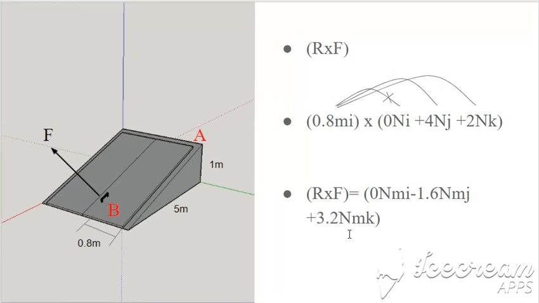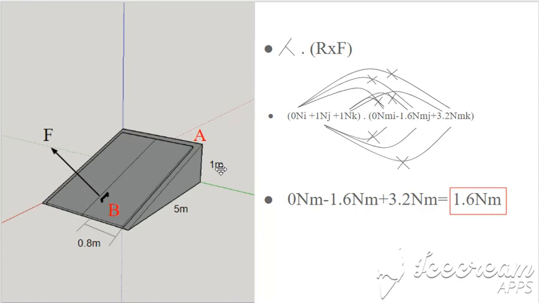And the last cross of 0.8 meters I and 2 newtons K is equal to a negative 1.6 newton meters J, which is also determined using the right-hand rule to figure out if a component is negative or positive. So now we have the first part of our equation, R cross F, which is equal to 0 newton meters I minus 1.6 newton meters J plus 3.2 newton meters K.